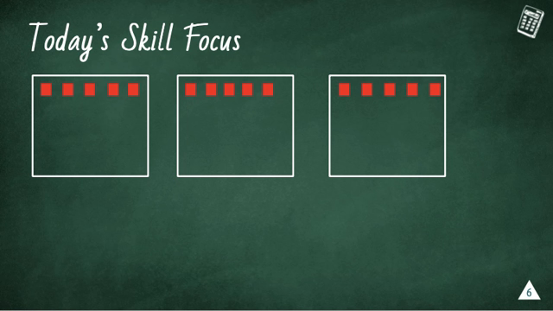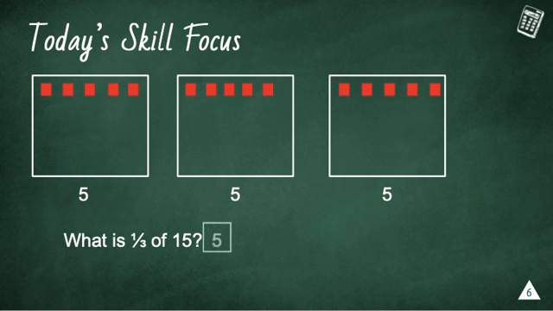How many cubes are in the first pile? 5. How many are in the next pile? Also 5. And how many are in the last pile? 5 as well. So, what is 1/3 of 15? You guessed it, 1/3 of 15 is 5.